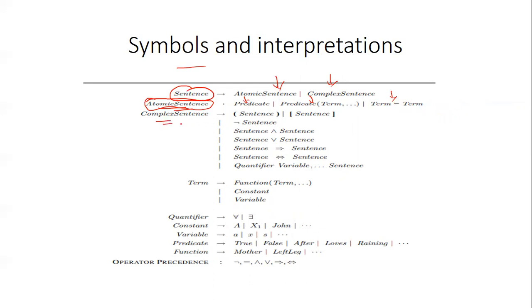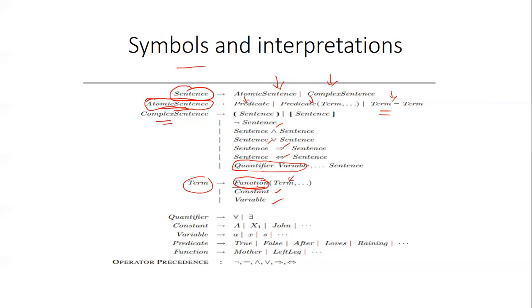And complex sentences are created by combining multiple sentences using conjunction, disjunction, implication, bidirectional, or by using quantifiers, which we'll be discussing soon, right? And what is a term? A term can be either a constant, a variable, or a function. For a function also we specify parameters. Okay, fine.